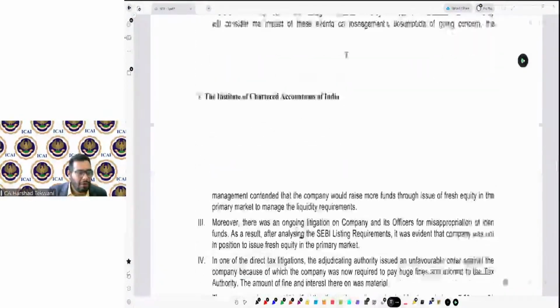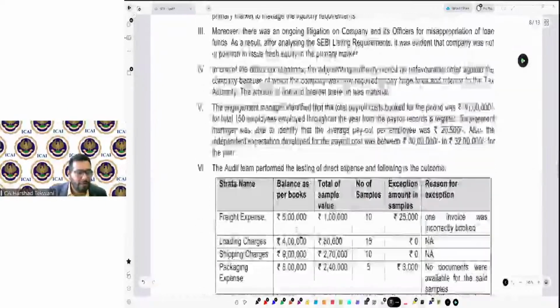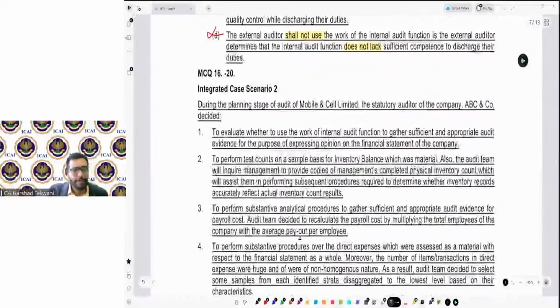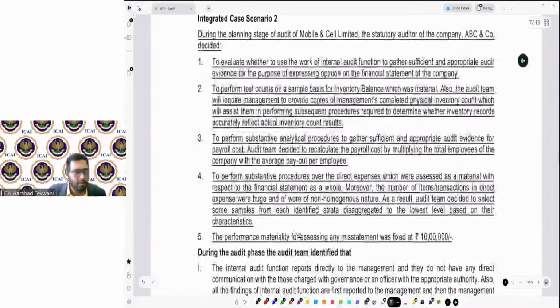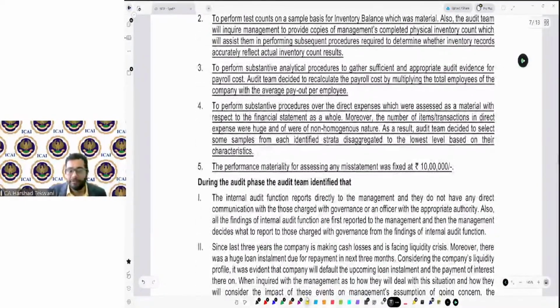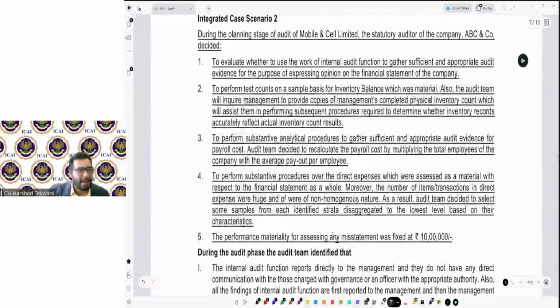Now there is certain other information also given. So this is something the auditor is planning to perform. Let's see the other information, if anything is correlated with these paragraphs. For example, the first paragraph was with respect to using the work of internal audit.